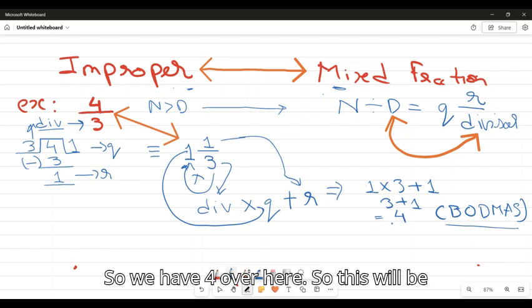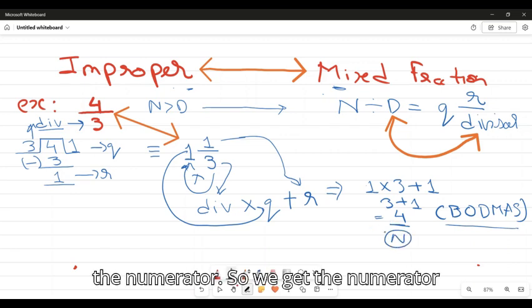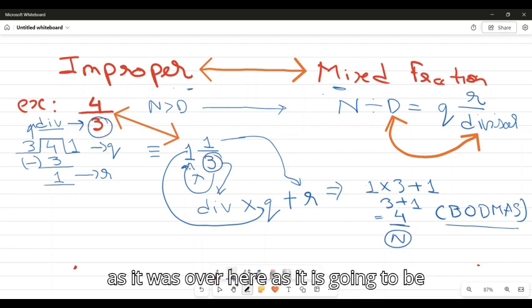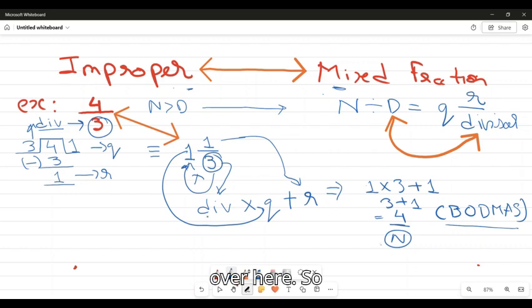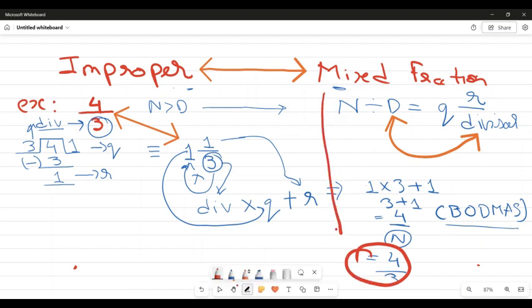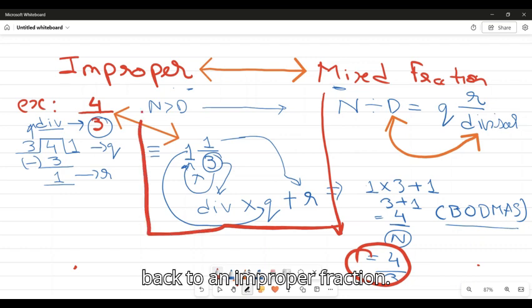So we have 4 over here. So this will be the numerator. The denominator will always be the same, 3 as it was over here, as it is going to be over here. So we get 4 upon 3. This is the way of converting a mixed fraction back to an improper fraction.